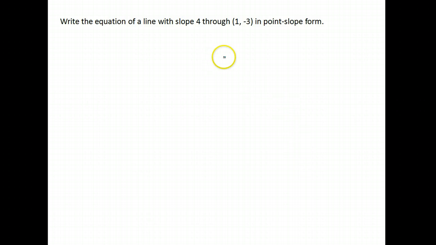Okay, here's another. Write the equation of a line with a slope of 4. Remember, slope is m. And going through the point 1, -3. So that's our x1 and our y1. They want it in point slope form. So again, I go to my notes and look up point slope form. And it looks like this. Replace the values they gave me.